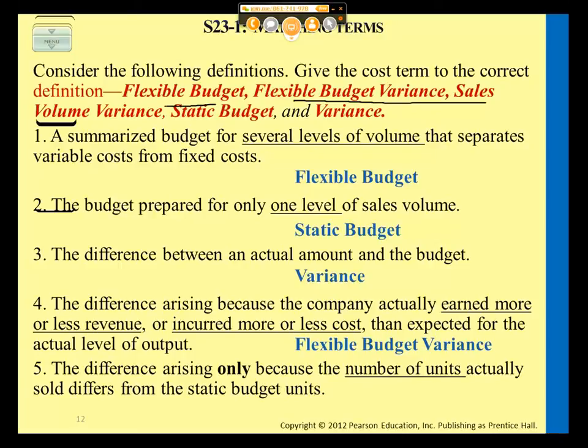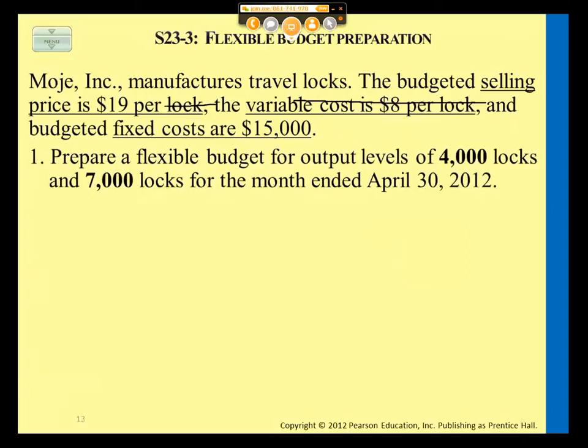Right? It's our sales volume variance. All right. So you can see from here, flexible budget variance takes a little bit more than just the change in number of units sold in the definition of itself, right? It's because the company actually earned more or less revenue, incurred more or less costs than expected from actual levels of output. All right.